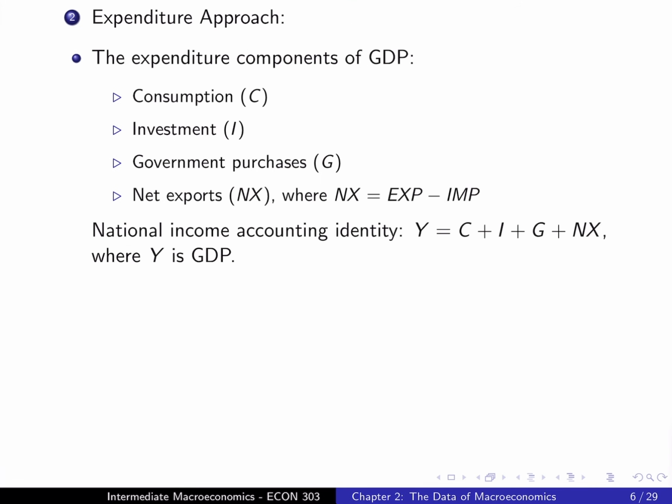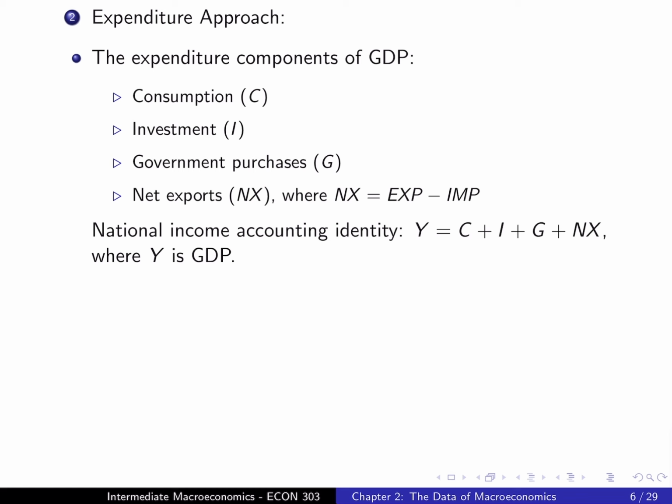Here we look at the second method of measuring GDP, called the expenditure approach. This approach breaks GDP down into the total spending on final goods and services produced within an economy. We group this spending into four broad categories. Consumption, C, spending by households on goods and services. Investment, I, spending on capital goods, inventories, and new housing. Government purchases, G, government spending on goods and services, excluding transfers. Net exports, NX, that is, exports minus imports.